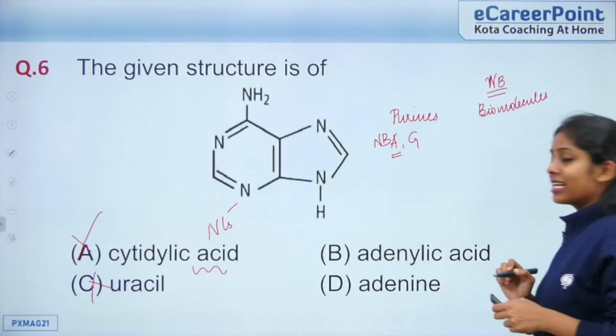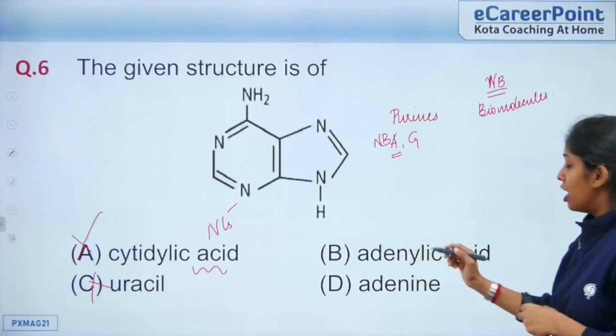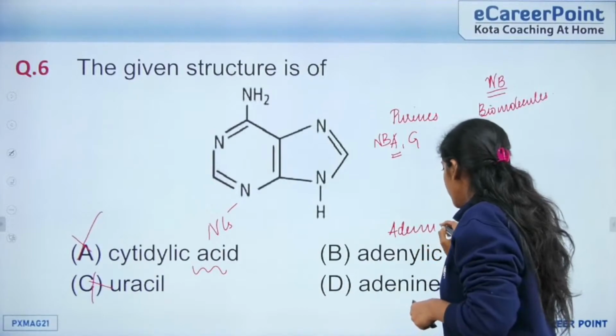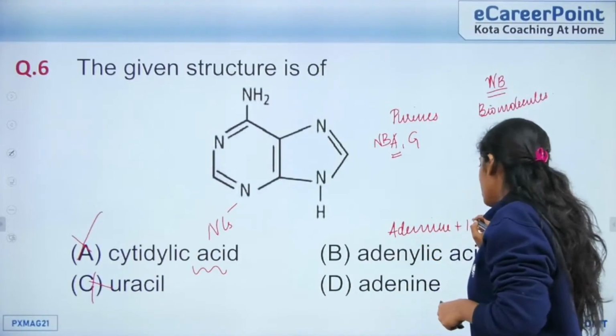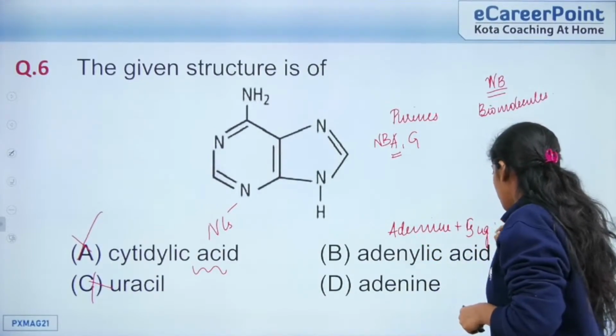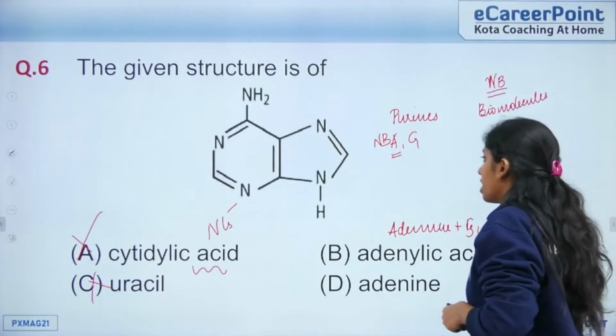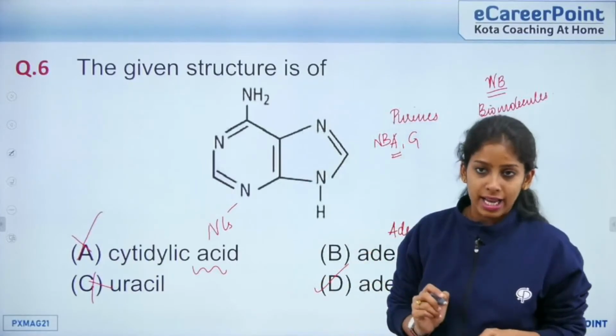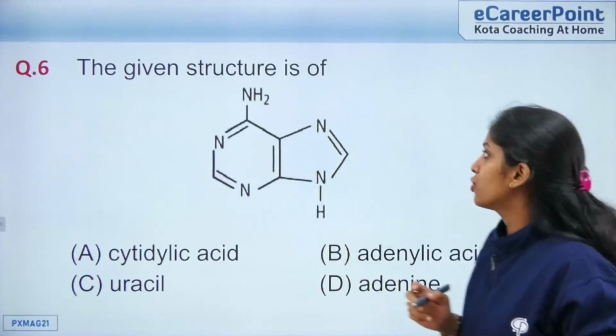But can it be adenylic acid or adenine? Adenylic acid includes adenine plus your sugar plus the phosphate. Here you have neither the sugar nor the phosphate, so it is simply adenine. So please be careful while you're solving this.